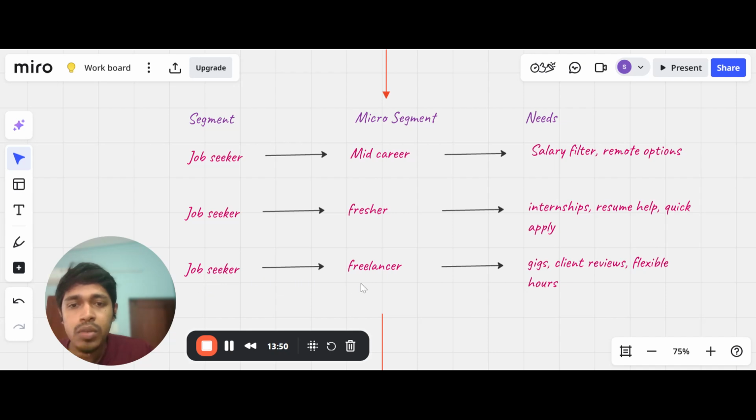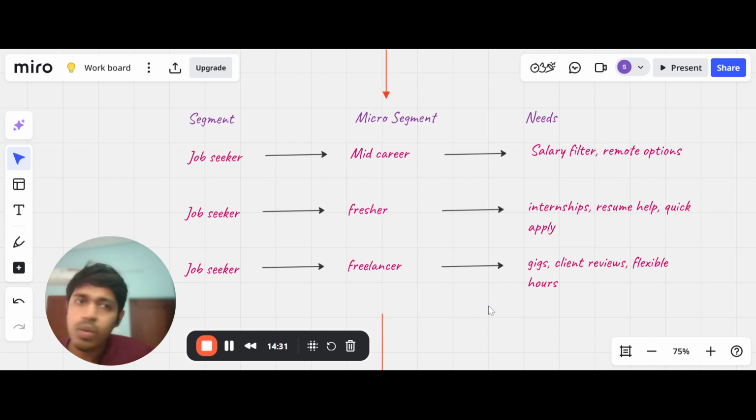A job seeker who's a freelancer might be looking for gigs. He might not look for internships. He won't be looking for a salary filter or remote options, etc. He'll be looking for gigs, client reviews, right? He'll be looking for flexible hours. You see the difference, right? These all three are basically job seekers, people who are looking for jobs, but their needs are very, very different. The solutions or the features you offer should be very, very different then, right? So that's the whole idea of segmenting users, and that is one part of understanding users.